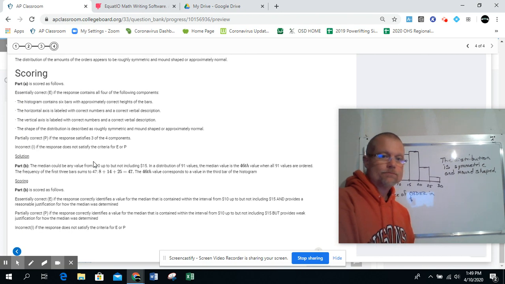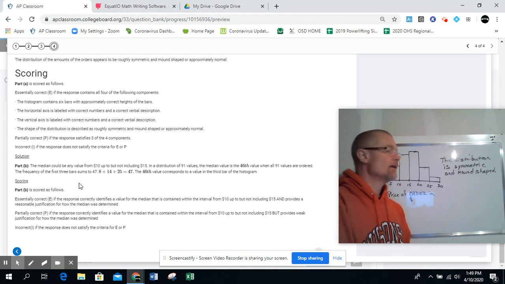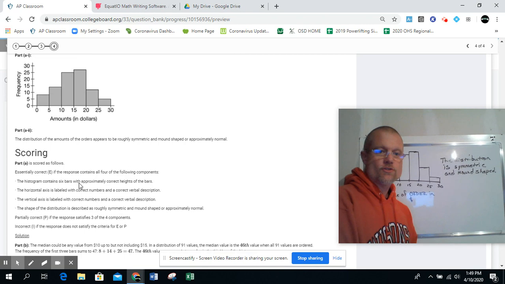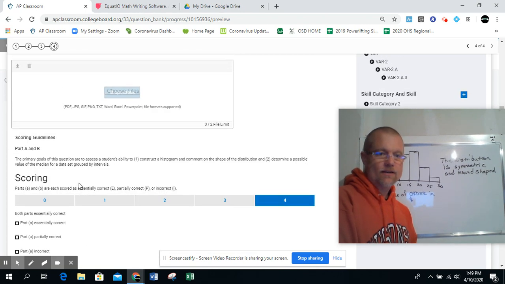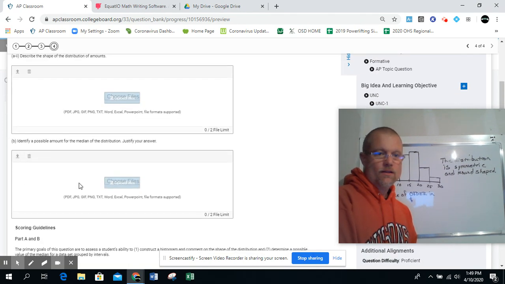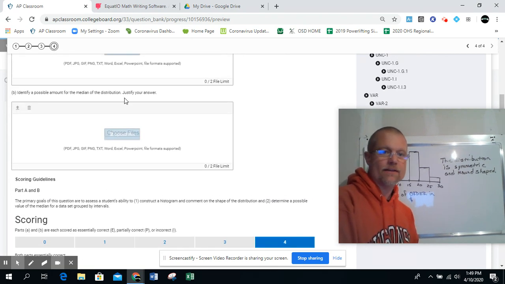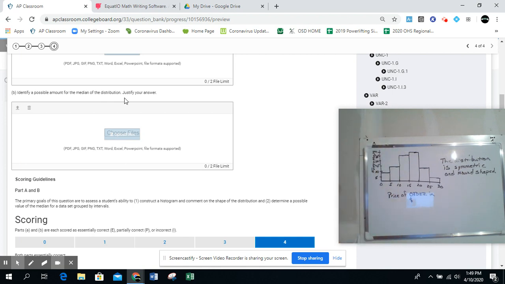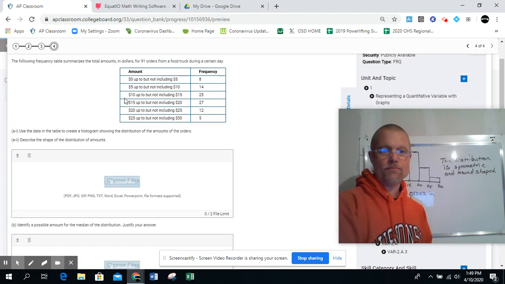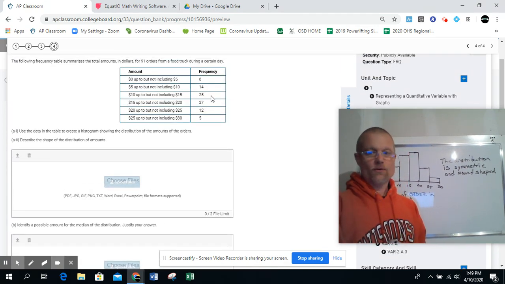Okay. Then part B, it says, identify a possible median for the distribution and justify your answer. Well, in this case, in a histogram, in this information that we have up here, we can't tell what the median is because we don't know what the individual values are. All we can do is tell what bin the median landed in.